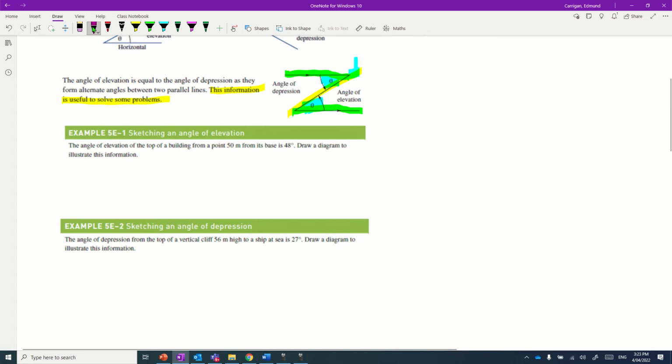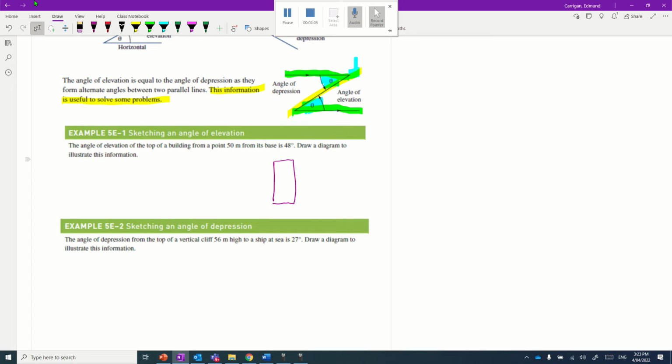So the first one is asking us to sketch an angle of elevation. The angle of elevation to the top of a building from a point 50 meters from its base is 48 degrees. Draw a diagram to illustrate this information. So the first thing I'm going to do is just draw a building. Then I'm going to draw the ground.